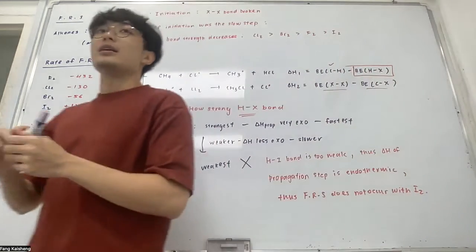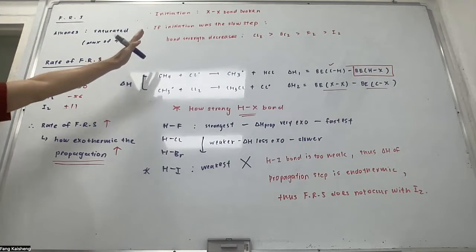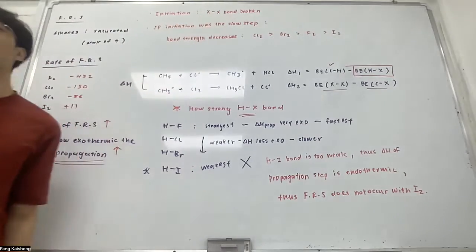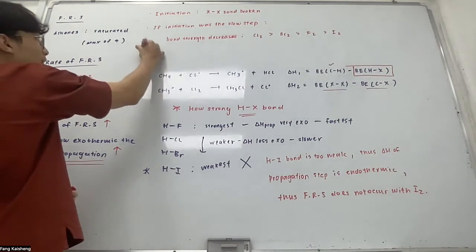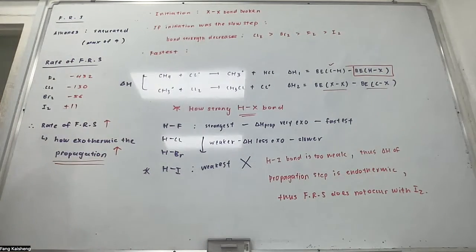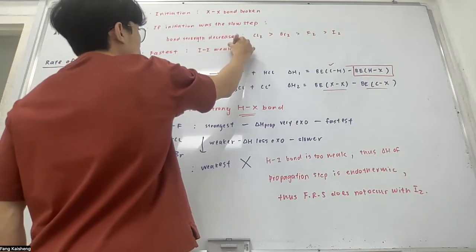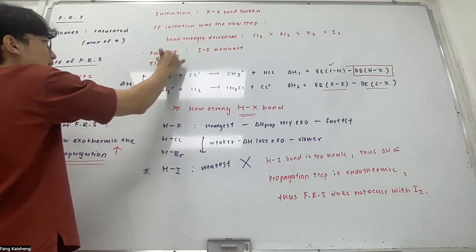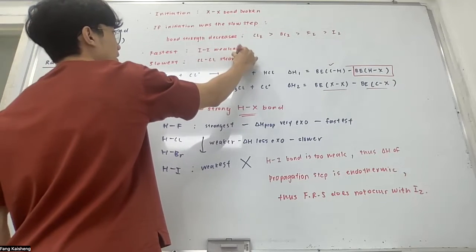You see all the values from the data booklet, then you compound everything together. See what we are doing: we take it as if initiation is a slow step. That means we must consider the bond strength of XX, so we list everything up. Now, if this was true, which halogen is the fastest reaction? I2, because I2 happens to be the weakest. So I2 is the fastest. Who is the slowest? Cl2, because it has the strongest bond.